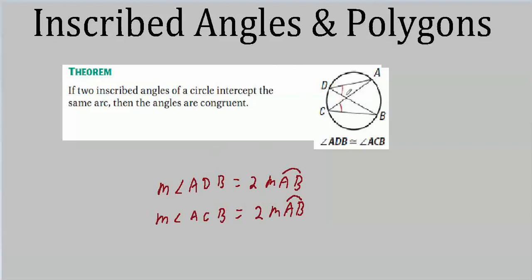ADB is exactly half of the measure of the arc AB. We know that from the theorem we just proved. ACB, well, it intercepts exactly the same arc. So it's half of the measure of the arc AB. In other words, we have two angles whose measures are equal to exactly the same thing.